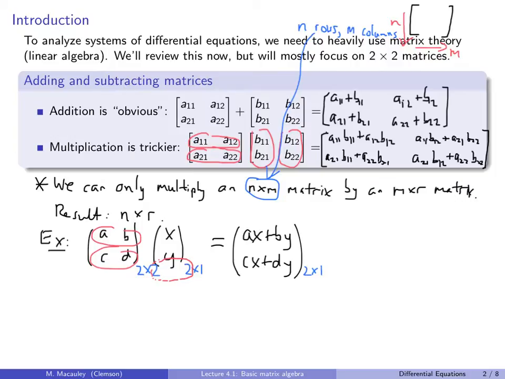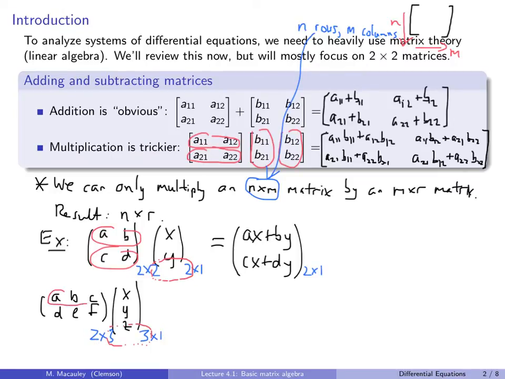So another example, let's do one more. Say we have A, B, C, D, E, F times X, Y, Z. So this is 2 by 3 and 3 by 1. We can multiply these because those things are the same. And the result is a 2 by 1.